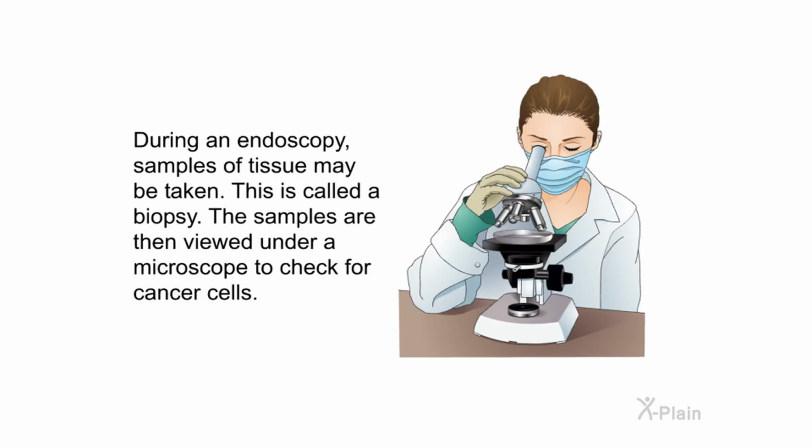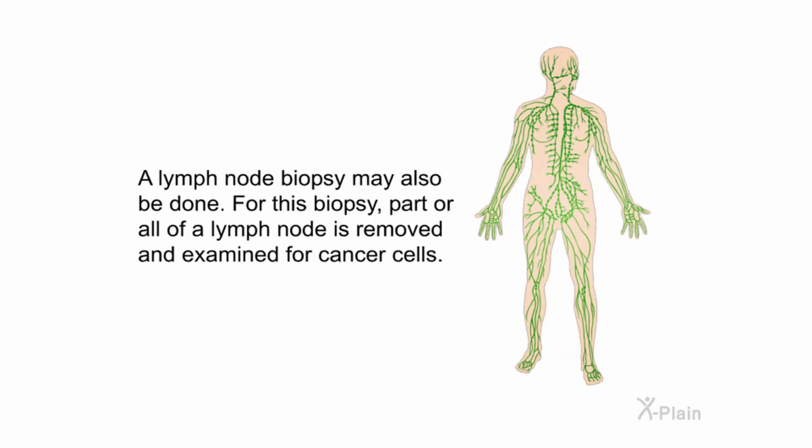During an endoscopy, samples of tissue may be taken. This is called a biopsy. The samples are then viewed under a microscope to check for cancer cells. A lymph node biopsy may also be done. For this biopsy, part or all of a lymph node is removed and examined for cancer cells.